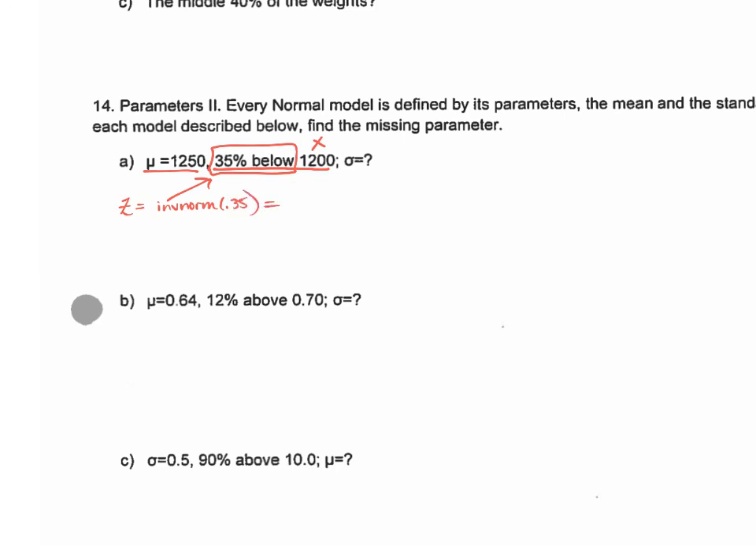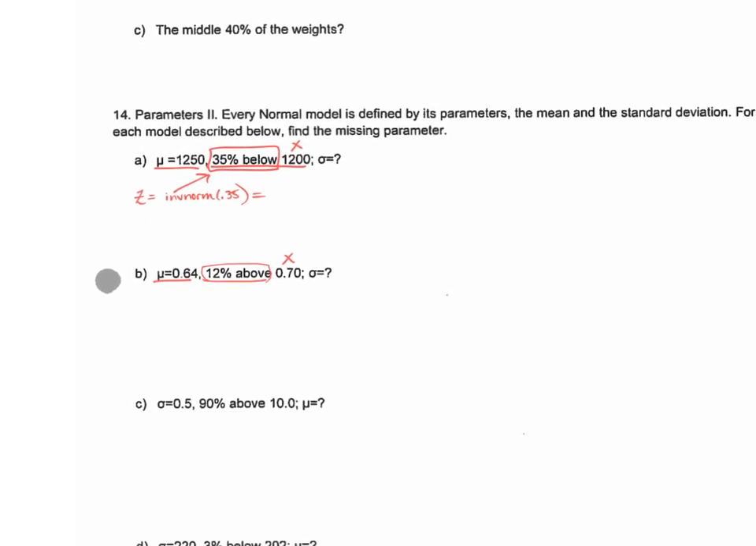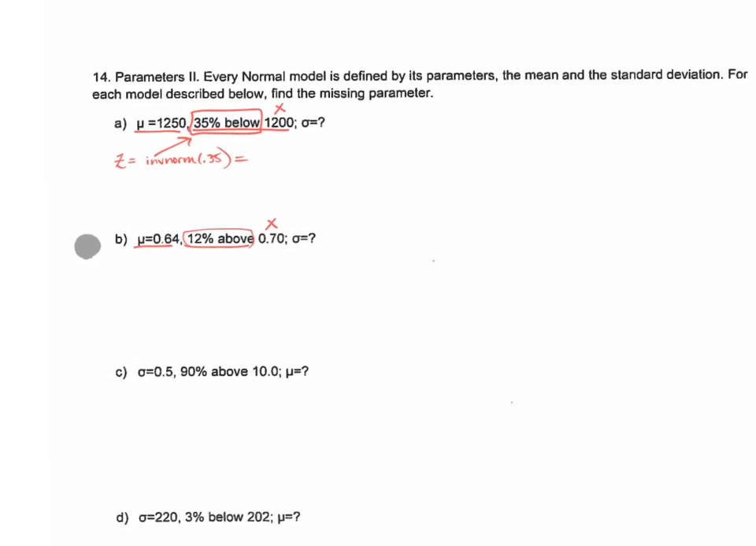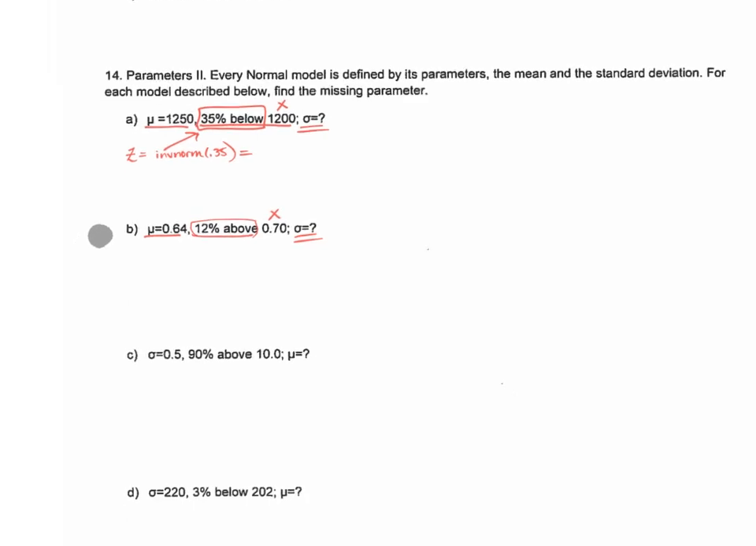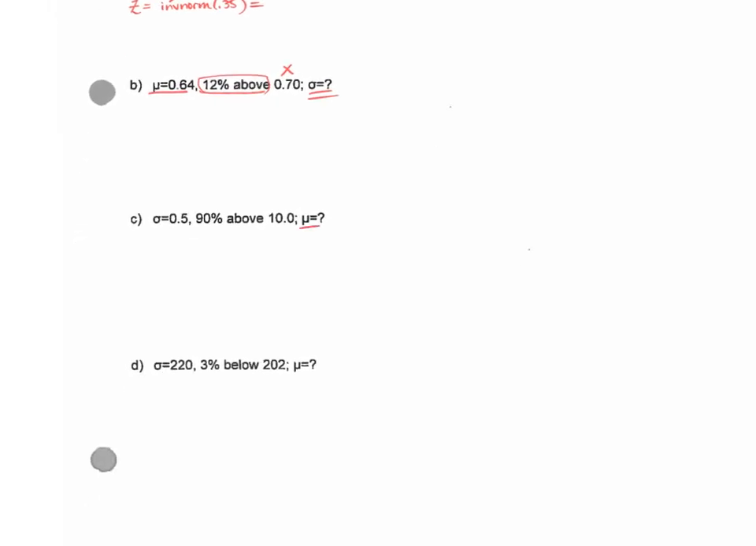So see, what you're doing is you're identifying all the different pieces. You have your mean, 12% is the higher part above. This is your x value, and so on. So you're going to find whatever is missing. In this case, A is looking for standard deviation, B is looking for standard deviation, C is looking for mean, and D is looking for the mean.